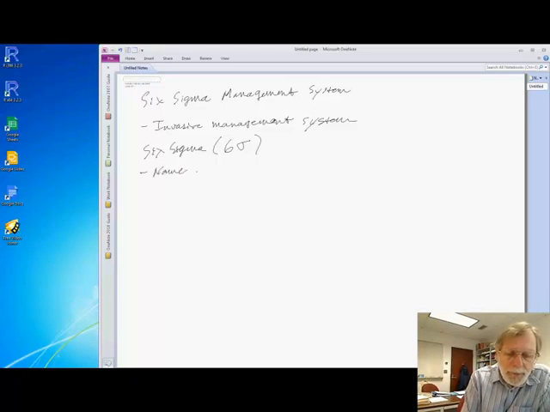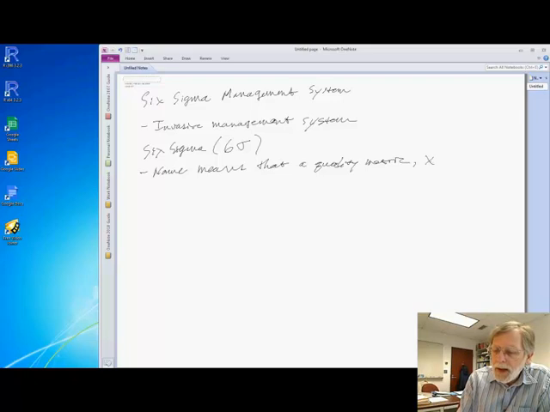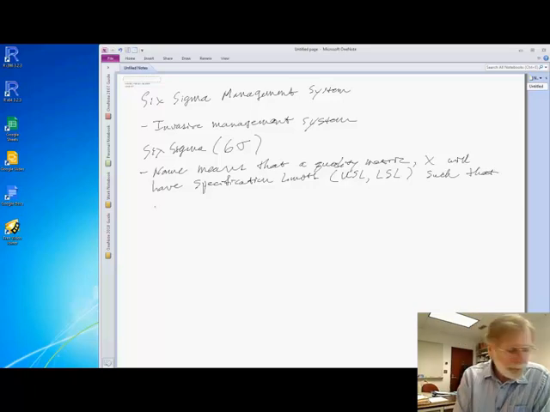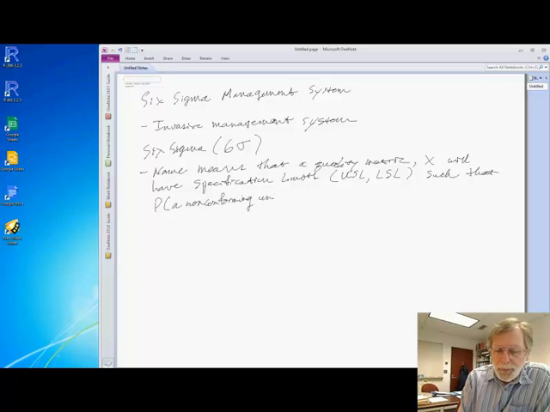The name means that a quality metric X will have specification limits, and those are typically designated as upper spec limit, lower spec limit, such that the probability of a non-conforming unit every time you try to build a unit is less than 3.4 times 10 to the negative 6.